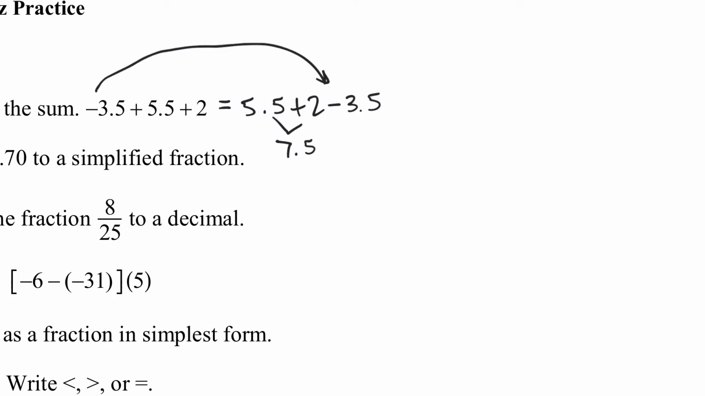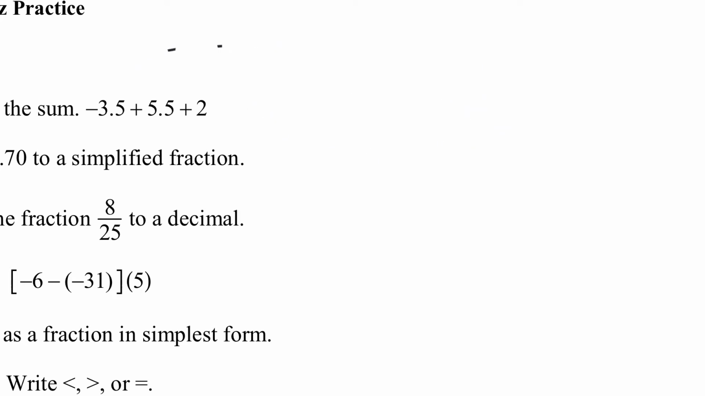And then we have 7.5 minus 3.5. That's 4. When you subtract, 5 minus 5 is 0, 7 minus 3 is 4, so you can have 4.0, or you can just have 4 as your answer. Okay, let me erase this stuff to have a clean slate, and let's go on to the next thing.